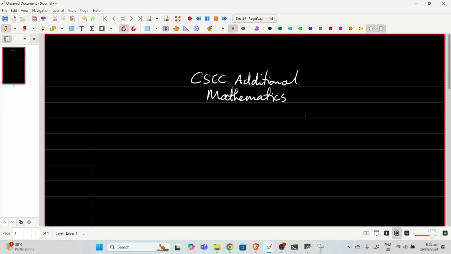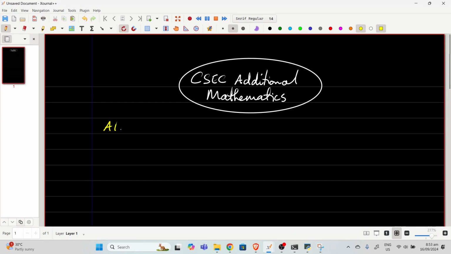Alright, so this syllabus is broken up into a few sections. Well, 4 sections to be exact. The first section that we have is algebra, sequences, and series.